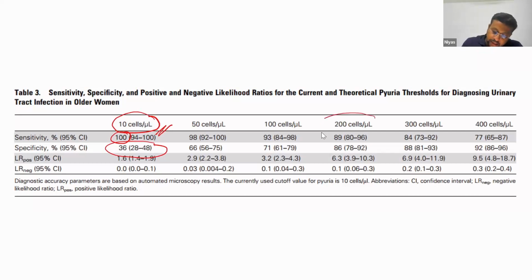Even if you're taking a cutoff of, say, 200 cells, at that point of time the sensitivity becomes less, obviously. Since the number required to make a diagnosis is high, the sensitivity comes down, but the specificity becomes better. So there is an argument that we should be using a higher cutoff to call pyuria for the diagnosis of urinary tract infection.